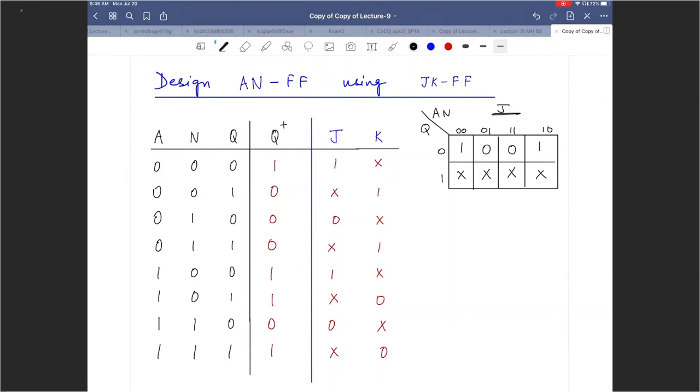Okay, so what's the way to combine here? I hope you guys agree with this, that I can essentially wrap around the edges, and that's going to be my best way to combine the ones with only two don't cares being used. So what will that give me? That will give me an equation for J. What is that? J is, let's see, N complement.